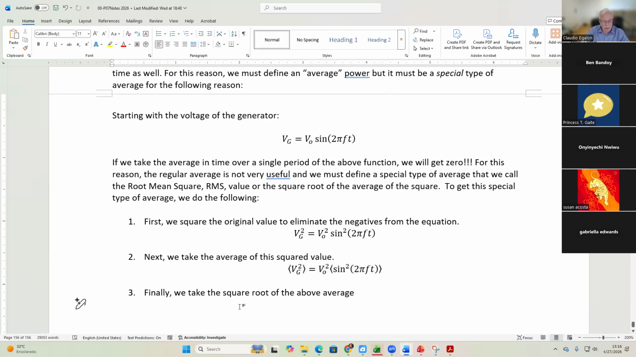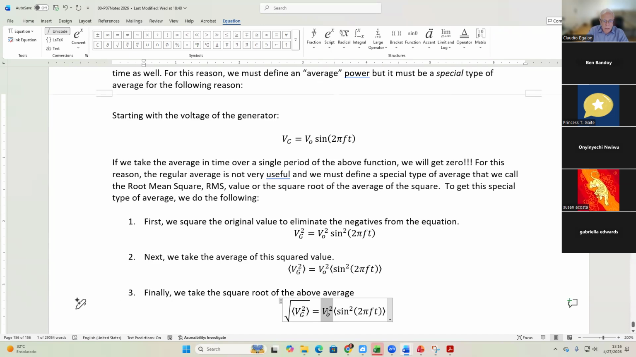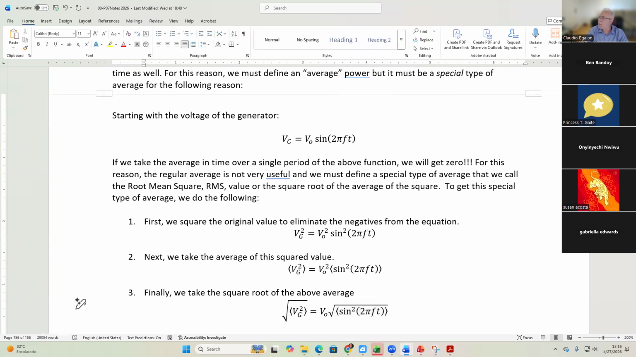That's the root mean square value, a special type of average that's used with frequency in engineering and physics. Okay? When I take the square root of this V naught square, it becomes V naught. And then when we take the square root, you're going to see what we get when we take the square root of this other value. Okay, so here you go.